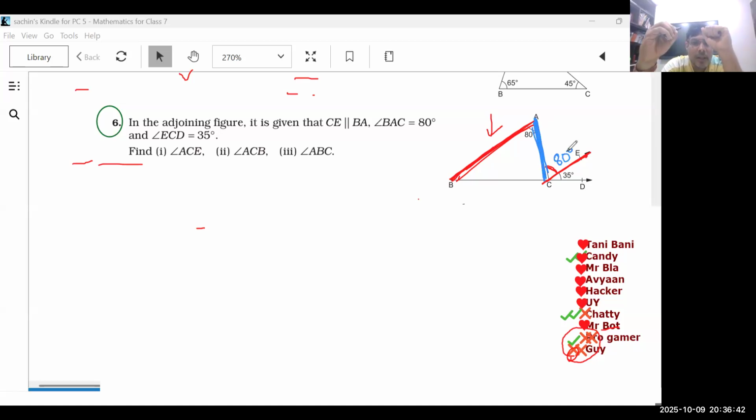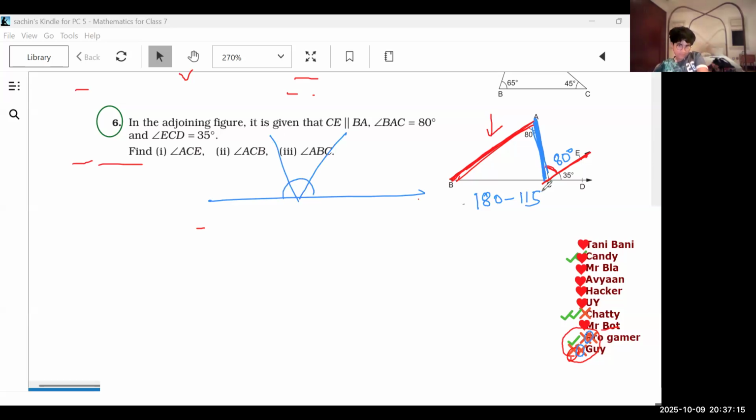First question solved. Second question, ACB. So Mr. Pro Gamers, how will we solve ACB? Sir, 80 plus 35, 105. 180 plus 35 is 115. Then, oh yeah, 115, that's the answer. No beta, 180 minus 115. 180 will be the total on this line. Yes, total is 180, so it is 115. So 180 minus 115, that will be 65. Yeah.